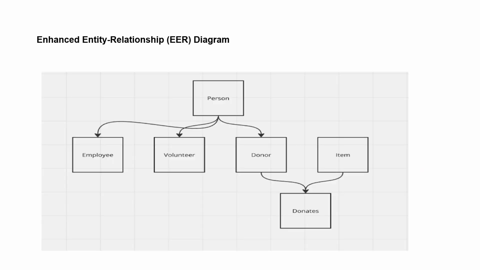To properly structure the data, I created an enhanced entity relationship diagram here. The person entity is the supertype with three subtypes: employee, volunteer, and donor. Additionally, the donation table here connects the donor to the item entity, allowing users to track donations over time.